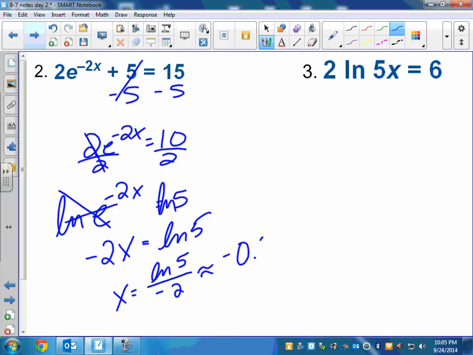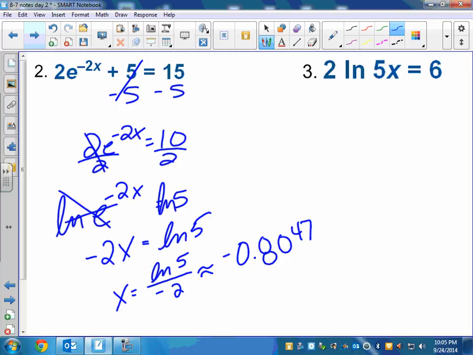And negative 0.0, nope, sorry, that's an 8. 8047 is the answer I got when I typed that in my calculator. All right, so E, get it by itself, ln both sides. So what about this one?